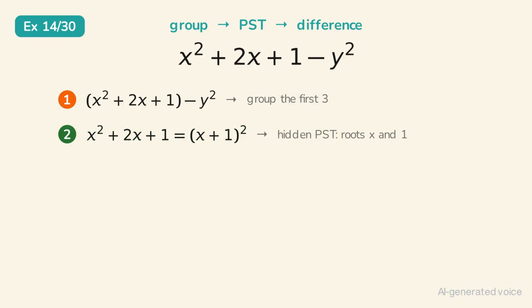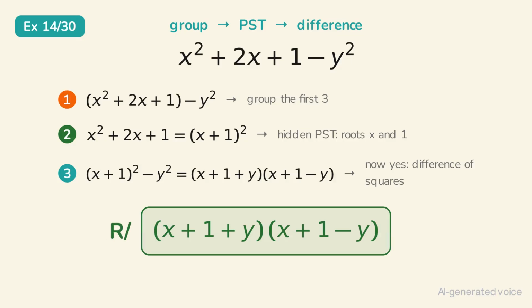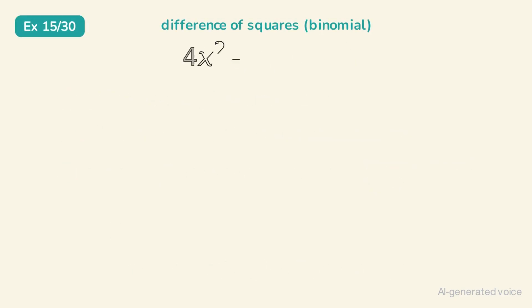The roots of the ends are x and 1, and the double product gives 2x. So x squared plus 2x plus 1 is x plus 1 squared. Now everything became x plus 1 squared minus y squared, and that's a difference of squares. It opens into x plus 1 plus y times x plus 1 minus y. That's the result. Check. X plus 1 squared is x squared plus 2x plus 1, and we subtract y squared. The original came back. We close the batch with one where you must be very careful with signs.